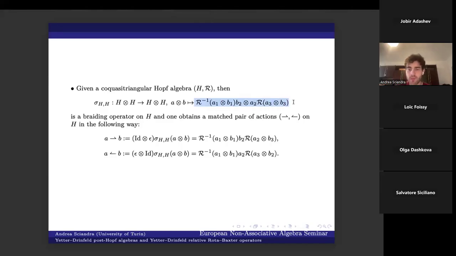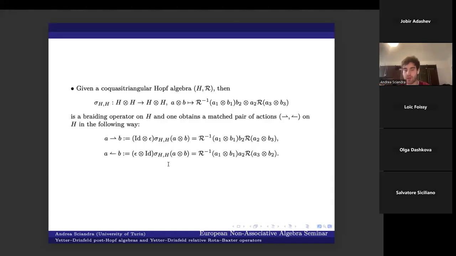But now, when we have a quasi-triangular structure, we can consider also a different braiding operator given by this expression here. You can see that we use R inverse, then flip in the middle, and then R. This is a braiding operator that also extends to a braiding for bicomodules. From this, you can obtain a left and right action just by considering identity tensor epsilon over the braiding operator and epsilon tensor identity over the braiding operator. You obtain a left action and a right action of H over itself. And this pair of actions, in fact, forms a matched pair of actions in the previous sense.